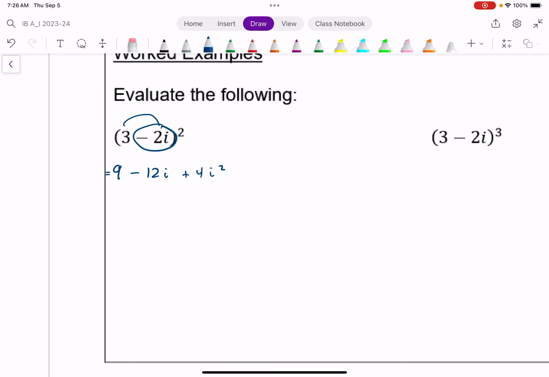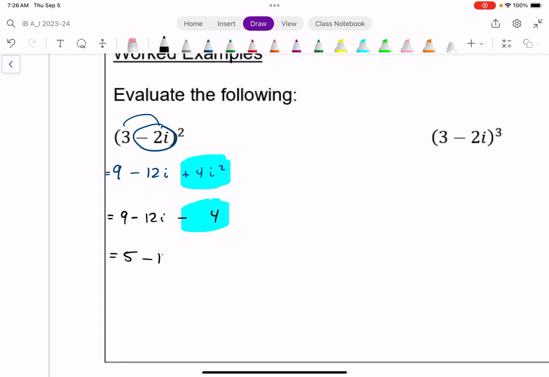And then, keep in mind that i squared is the same as negative 1. So this is really the same as 9 minus 12i minus 4. Write it all like that, and collect like terms, you have 5 minus 12i.